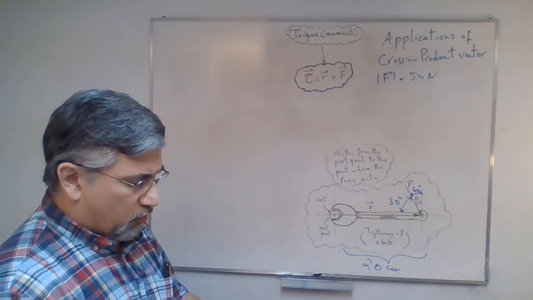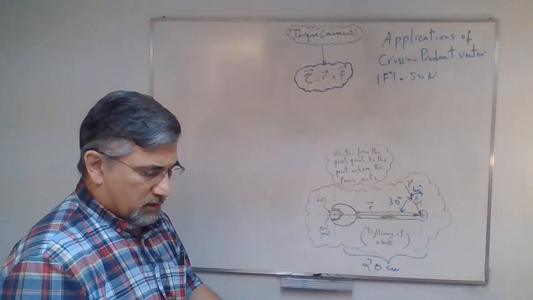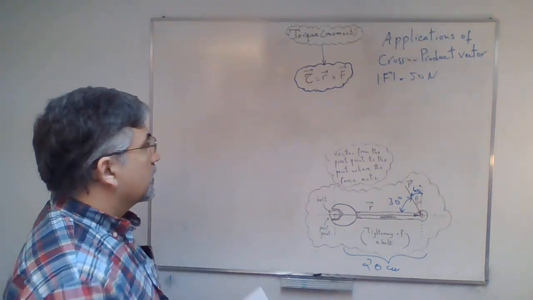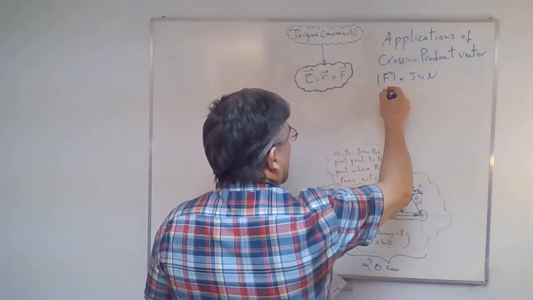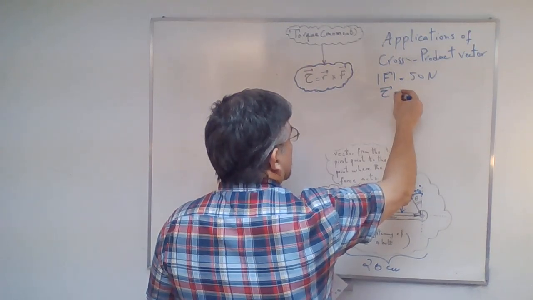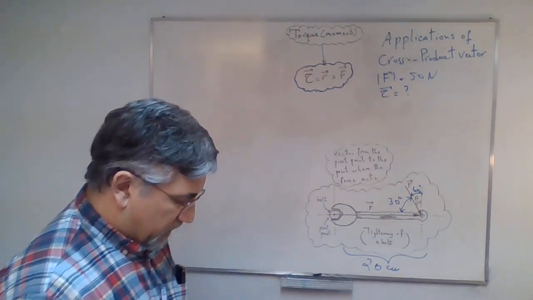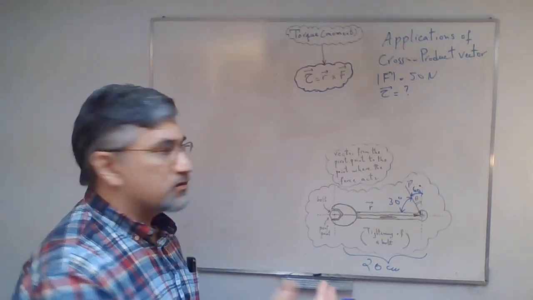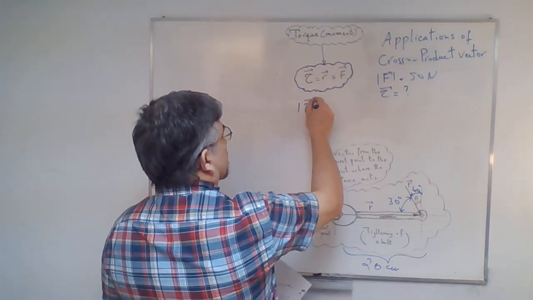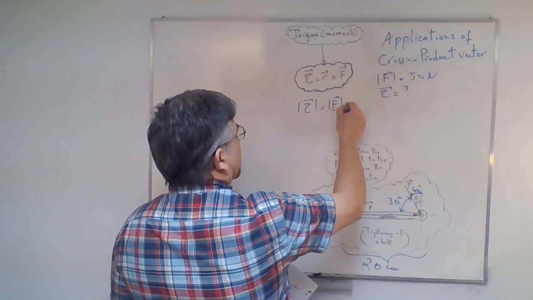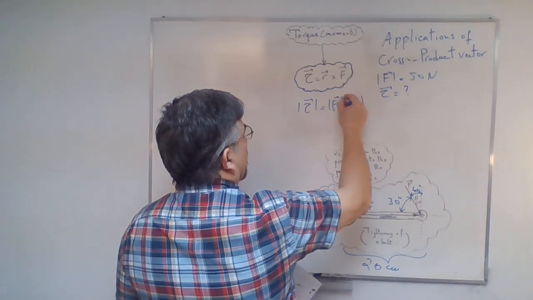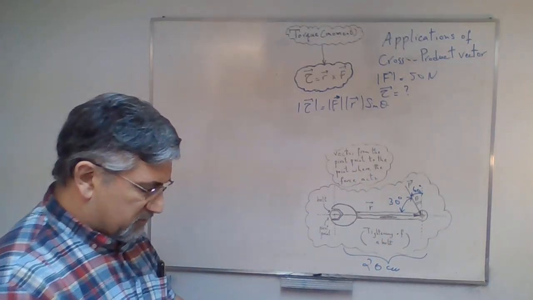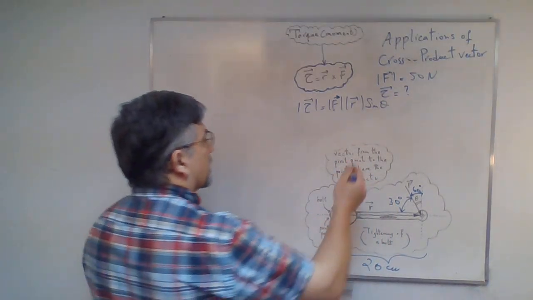We want to find the torque on the bolt at the other end of the wrench. That's what we want to calculate. We want to find this torque vector. So first of all, we're going to use the formula for the torque, which is the magnitude of F times magnitude of R times sine of angle theta. That's the magnitude, which comes from the definition of cross product.